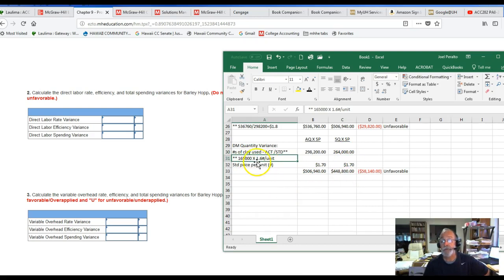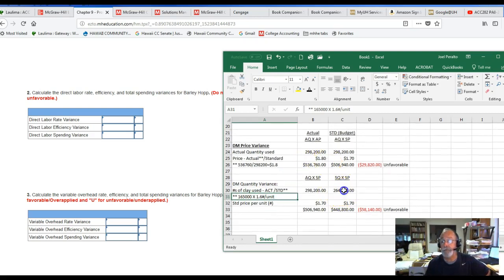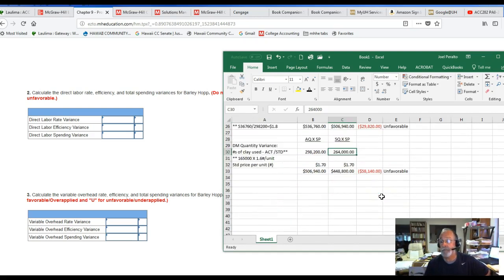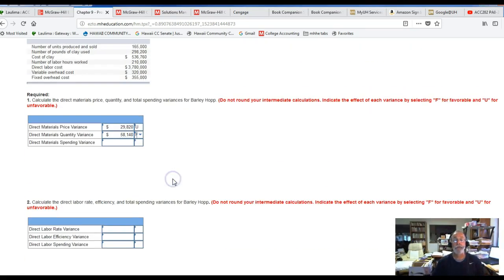Actual production times standard pounds per unit, we should have used 264,000 pounds of clay, so we used too much, basically. So when we multiply out by the standard price on both sides, we see that our cost based on quantity was too high. So that's an unfavorable variance. The number is correct, we just need to change that to unfavorable.